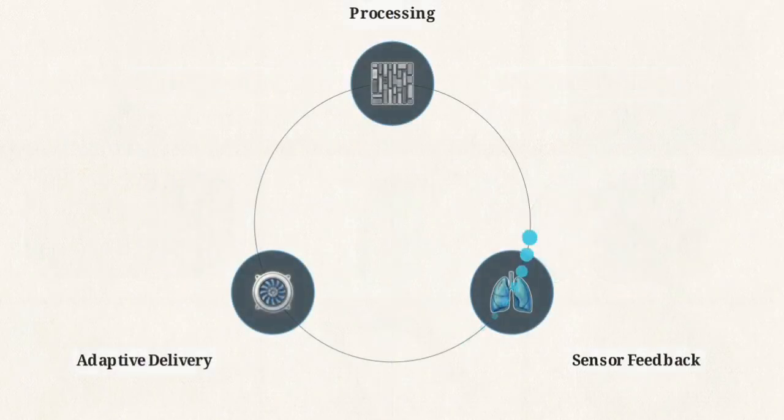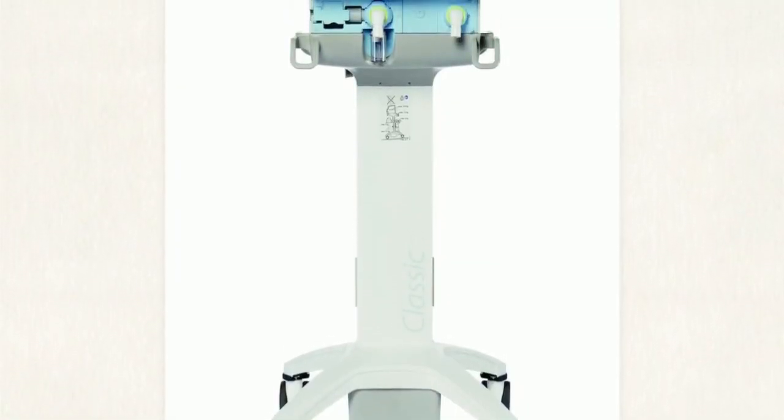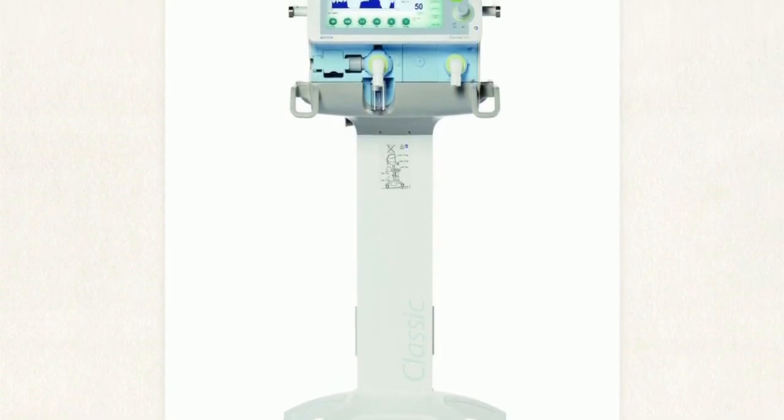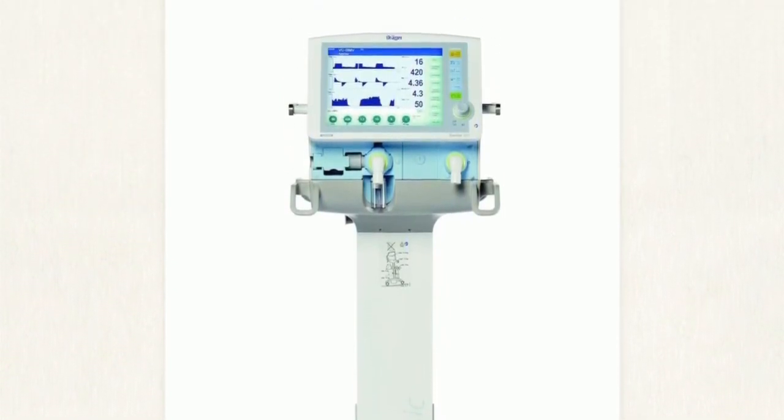The Dräger Savina 300 Classic resolves this tension. Rather than acting as a static pump, it is designed as a highly sensitive, closed-loop life support architecture. Looking at the complete unit, the physical hardware is entirely self-contained. It rests on a sturdy trolley base, rising vertically to a central interface.